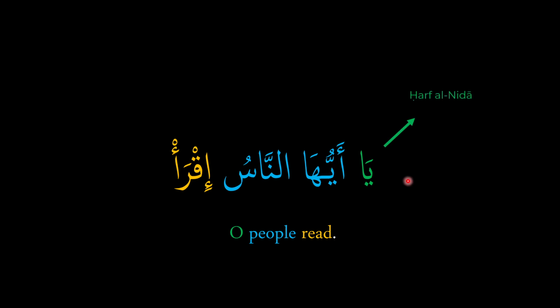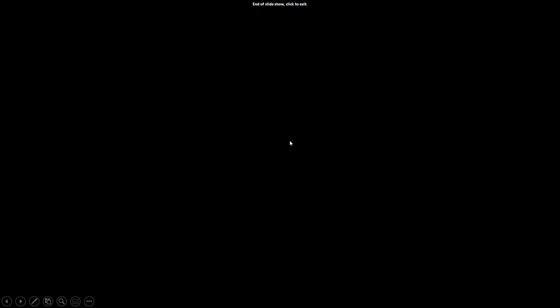So what does the breakdown look like? Once again, ya is going to be a Ḥarf al-Nidā, the harf that's used for getting someone's attention. Then our munada will be ayyuhan nas altogether, and ayyuha has been added because of the alif lam. And then finally, what is being said, our maqal, is iqra. So those are the three scenarios of Ḥarf al-Nidā, and that is pretty much a quick summary of what we covered.